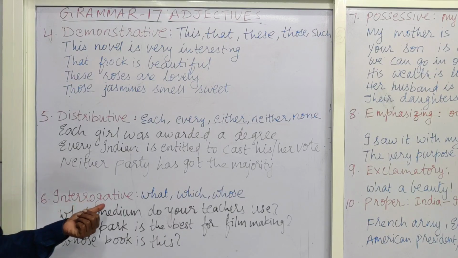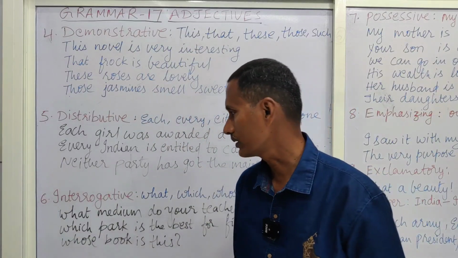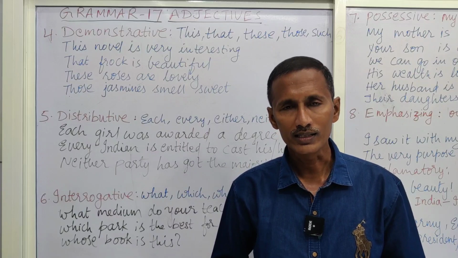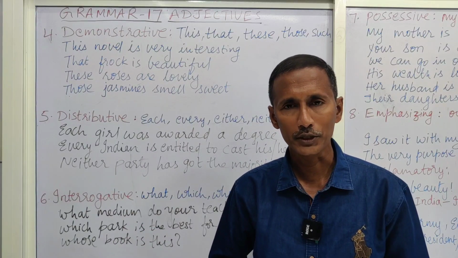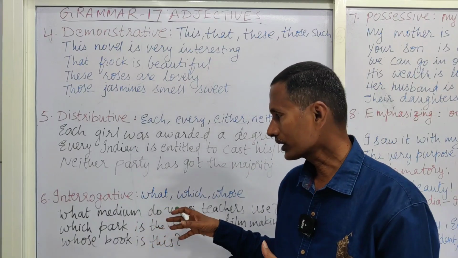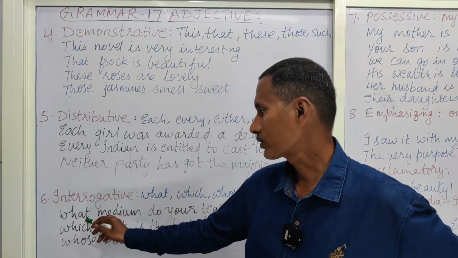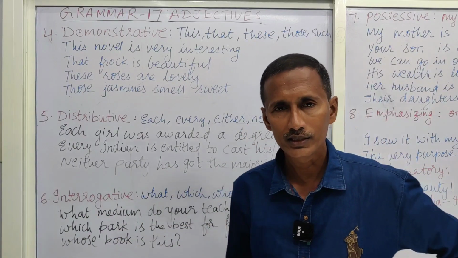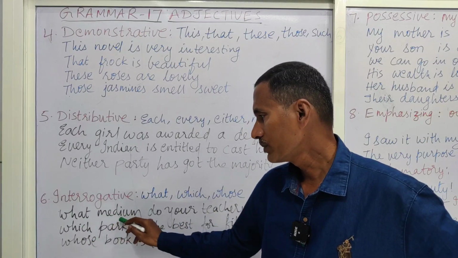Now coming to the interrogative adjective. What, which, whose are called interrogative adjectives. Generally, if we want to get some answer, we use these interrogative adjectives with a noun. For example, what medium do your teachers use at college or at school? Medium is a noun.